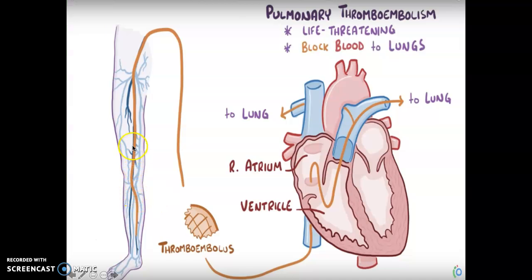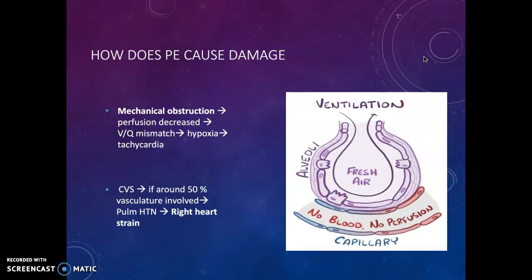So this clot forms at the level of the deep venous system, travels as a thromboembolus through the inferior vena cava to the right atrium, goes into the right ventricle, travels through the pulmonary artery towards the lungs, and then blocks blood to the lungs. This can develop into a life-threatening condition and you will have to intervene as soon as possible.